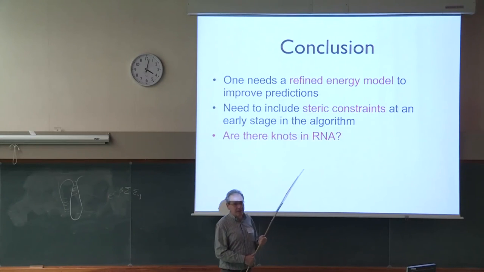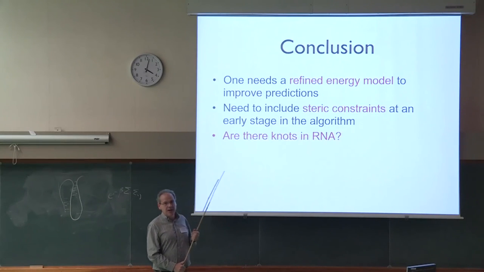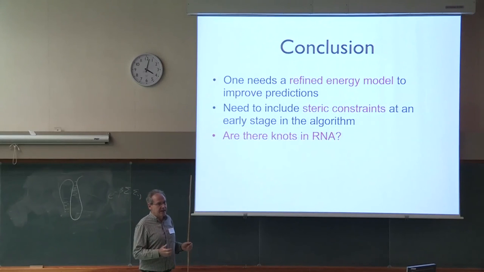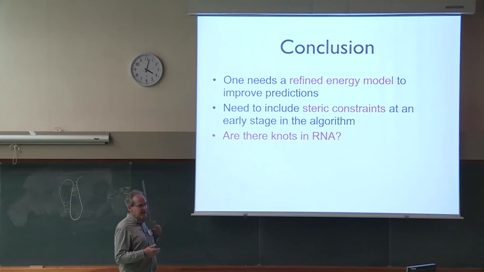to include steric constraints. When you have planar graphs of RNA, there is no steric constraint. Any planar secondary structure graph can be realized in a three-dimensional space.